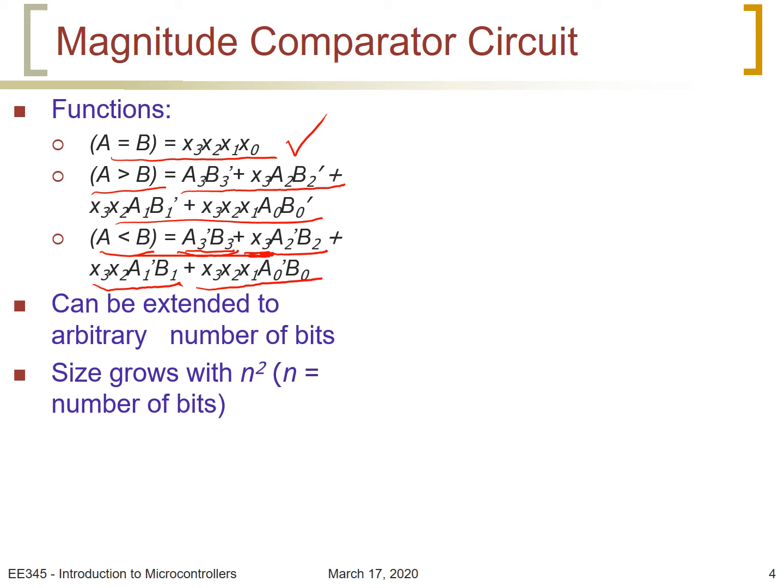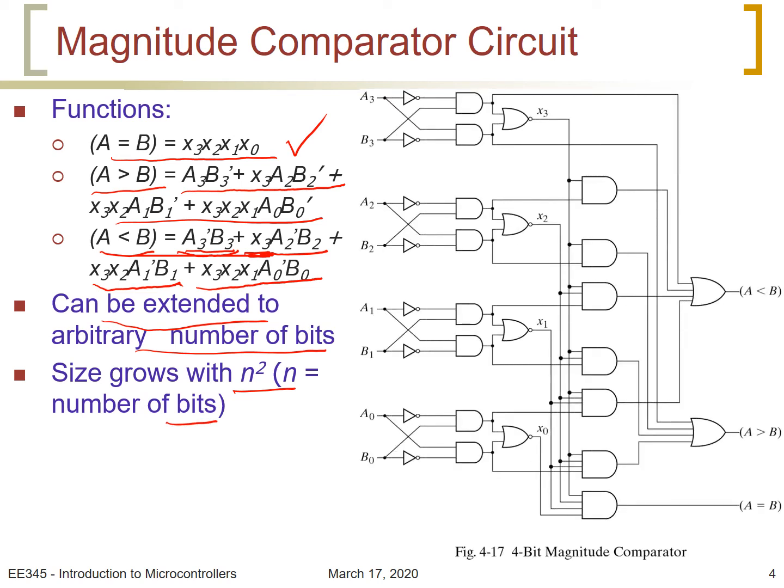So the beauty of this design is that it can be extended to any number of bits, which means if A and B are 8 bits each, we do it exactly the same. A is equal to B equals X7 dot X6 dot X5, etc., and A is more than B equals A7 B7 prime plus X7 A6 B6 prime, etc. And this is easy, otherwise the size grows with n squared, where n is the number of bits. The circuit to do this actually is not really very complex. It is a simple circuit.